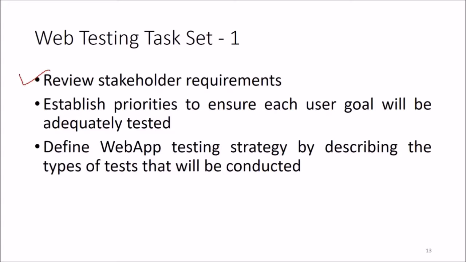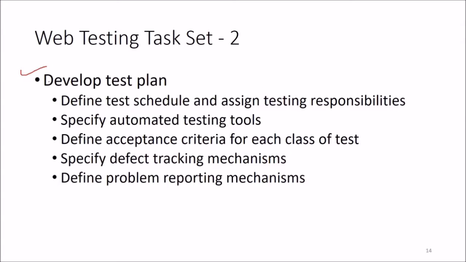First, we review the stakeholders' requirements. We establish priorities to ensure each user goal will be adequately tested. We make a test plan for it. We define a web app testing strategy by describing the types of tests that we are going to conduct. We develop a test plan. We define a test schedule, first of all, and assign testing responsibilities.